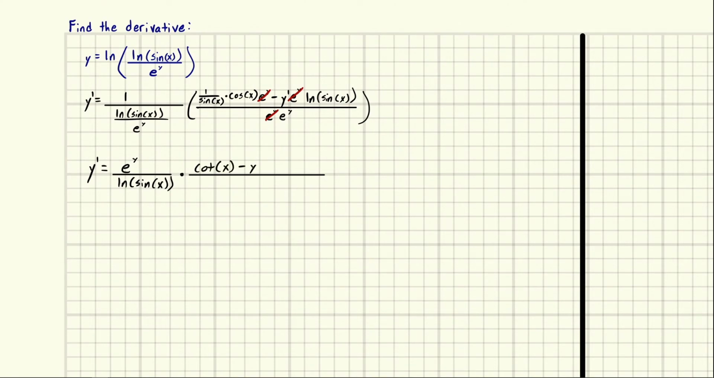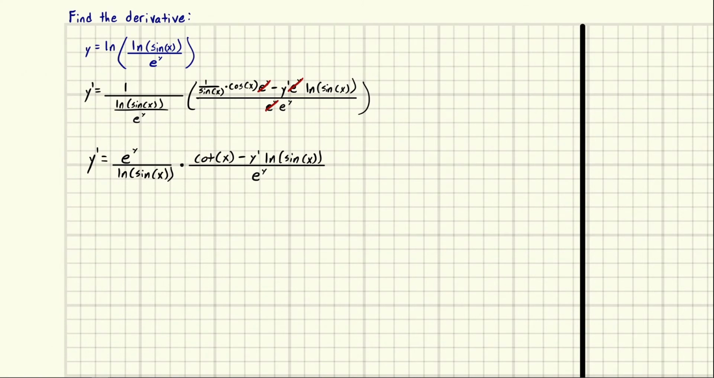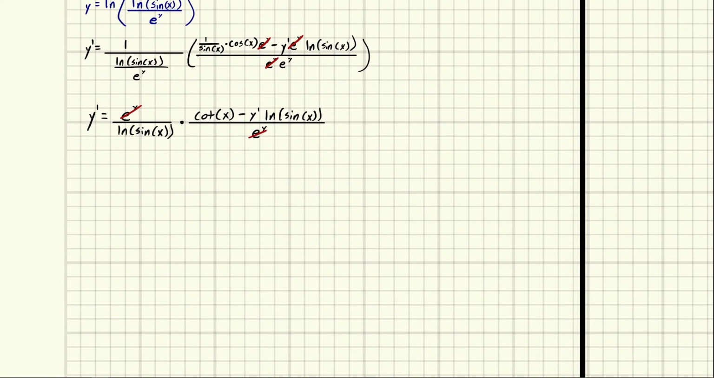Cotangent x minus y prime times the natural log of sine x times e to the y. So these e to the y's will simplify. We'll just do it one step at a time, to avoid any mistakes. And we get y prime is equal to cotangent x minus y prime natural log of sine x, all over natural log of sine x.